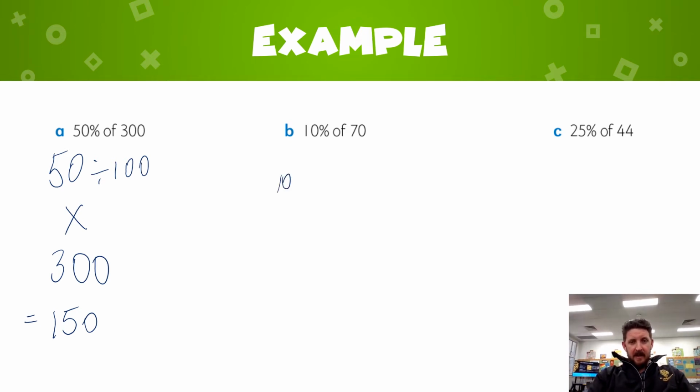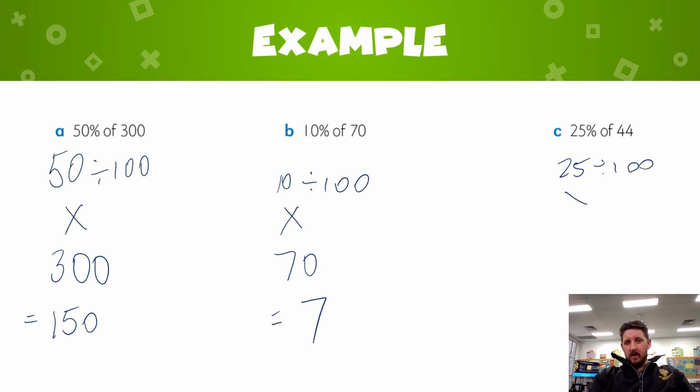If I move on to my next one, same thing. I go 10 divided by 100. Remember, of means times, and I do my total, which is 70. So 10 divided by 100 is 0.1, times that by 70. What is 0.1 of 70? The answer is 7. The last one here, I go 25 divided by 100, multiply, of 44, and my answer is 11 when I write it into the calculator. See, it's pretty simple, as long as you follow those steps.